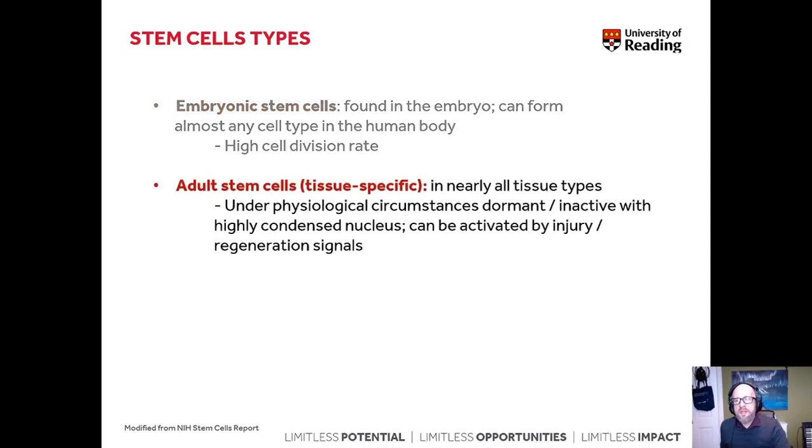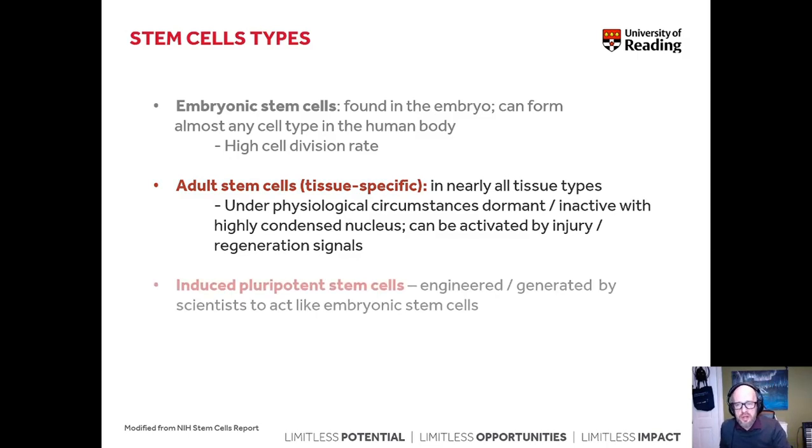The second type of stem cells we need to remember are adult stem cells, sometimes referred to as tissue-specific stem cells. Those cells are present in nearly all tissue types, and under physiological circumstances, those cells are quiescent or dormant, so they are inactive. However, after injury or if there is a degenerative disorder going on, those cells can re-enter the cell cycle, proliferate, and contribute to regeneration.